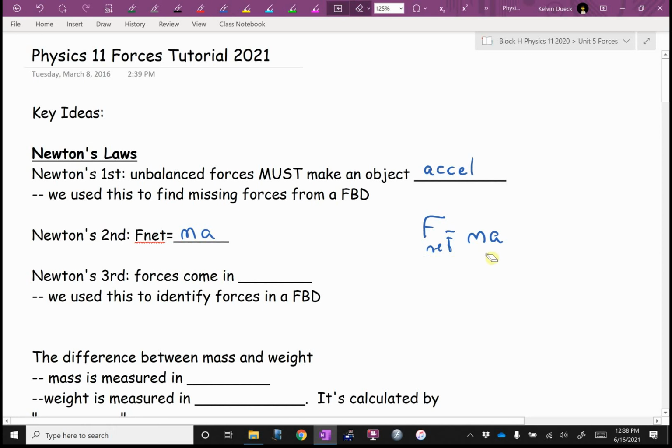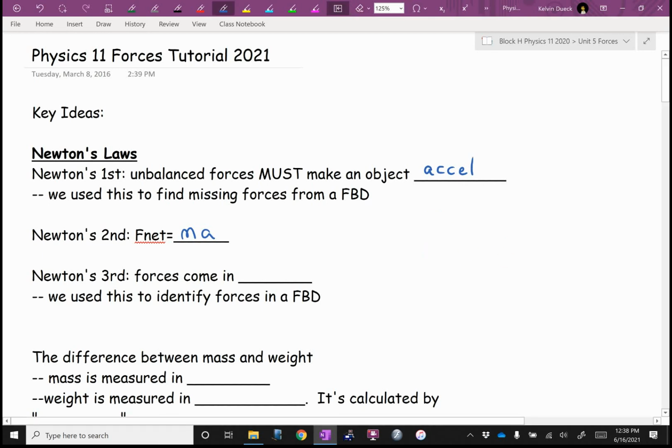How would I get the M by itself? Divide by A, and that's if you ever want to take a force and convert it to its equivalent lifting mass in kilograms, divide by the acceleration, or divide by 9.8 as our gravity acceleration, okay?